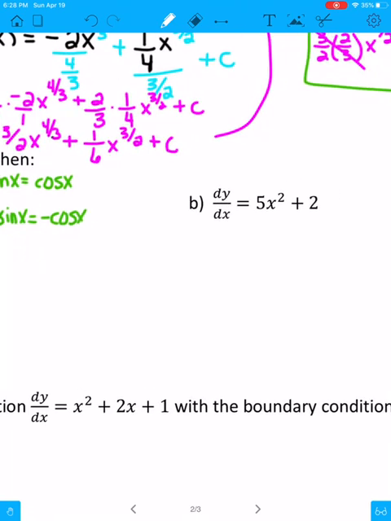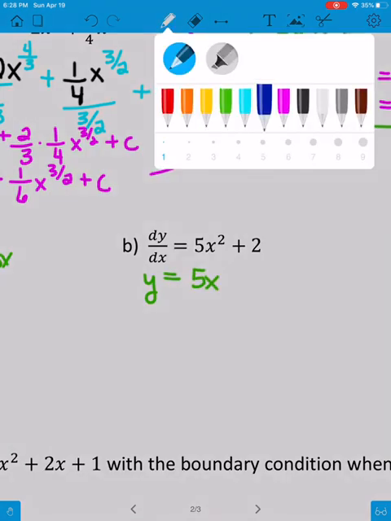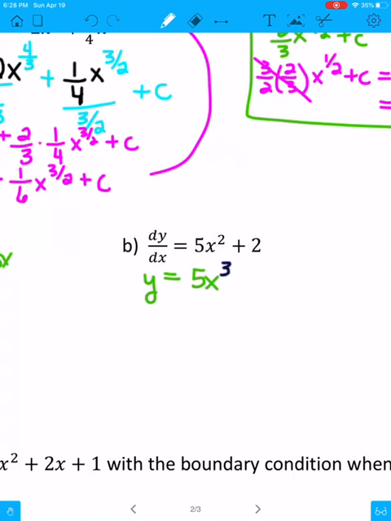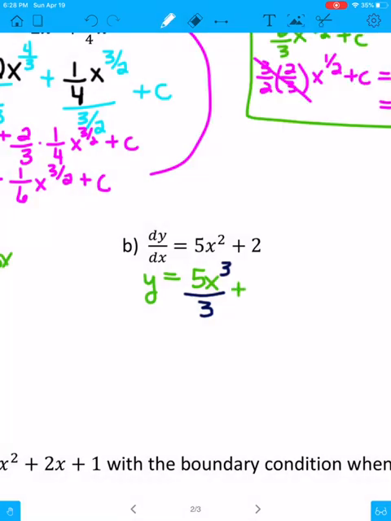Okay, dy over dx means I have the derivative of 5x squared. So I'm going to go y equals, I'm going to rewrite the 5x. I'm going to increase my exponent by 1. So I'm going to get 3, and then I'm going to divide by it. Then I'm going to get plus 2, and then it would technically be x to the 0, right, when it doesn't have a variable. So this is going to be x still, but instead of x to the 0, come on, pen.